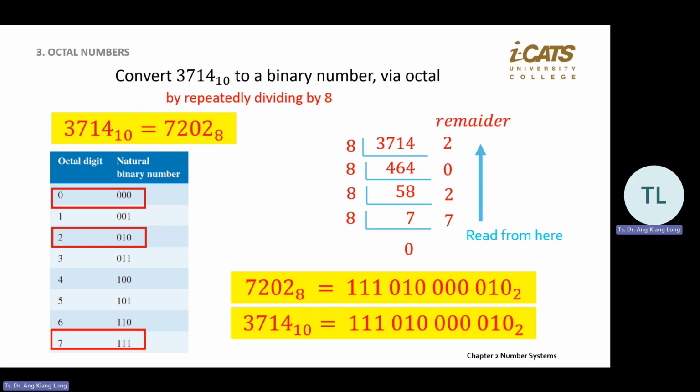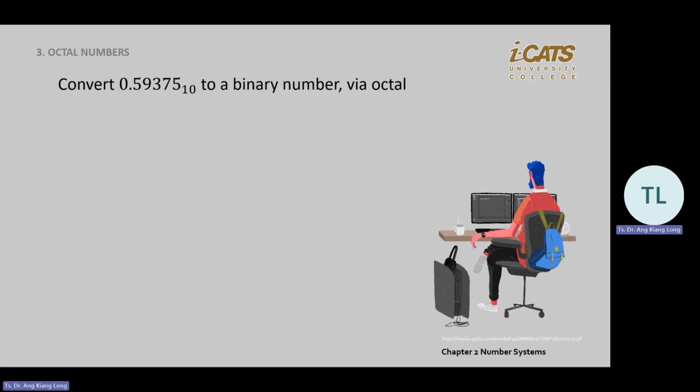Especially your handwriting, the 7. Some of you write very quickly, it will look like 1. So you read the answer wrong. Some of you write 7 like a 9 kind of shape. You read it wrong. Okay.